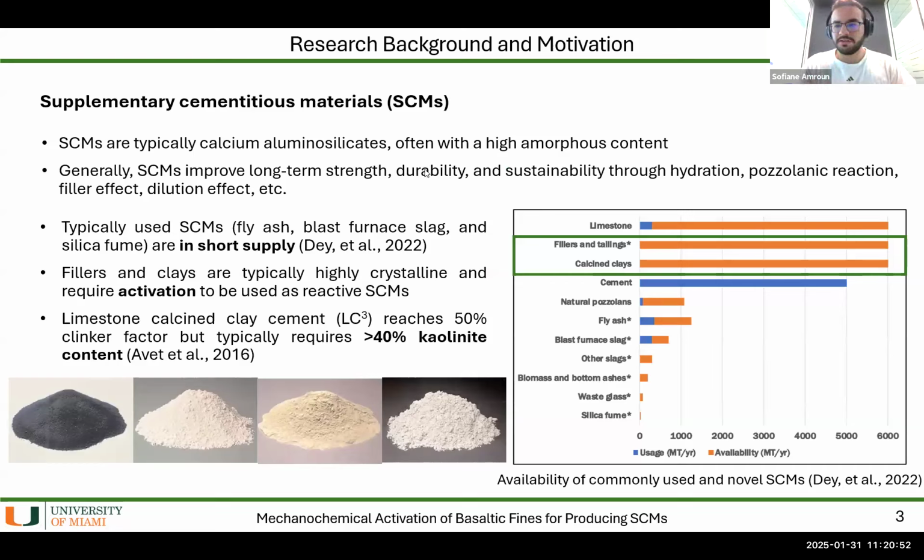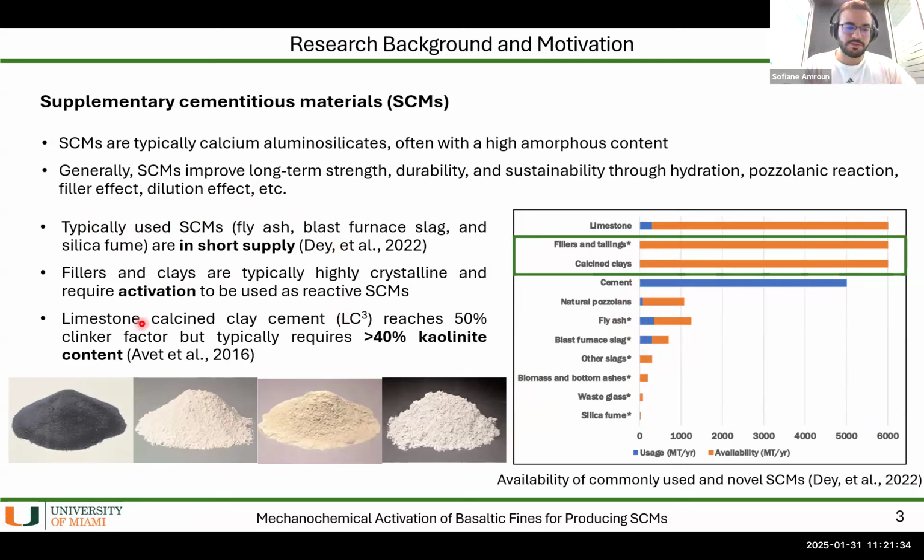I'm not going to get into the details here, but typical used SCMs are, for example, fly ash. I'm pretty sure most of you heard of fly ash or slag, which is the blast furnace slag, or silica fume. The issue with these SCMs is that we're in short supply. A lot of you have seen this figure in the past. If we look at the fly ash, how much we have, and then compare it to the amount of cement that's produced every year worldwide, we see that we have very short amounts of these materials. So other materials are necessary, and typically people use clays.